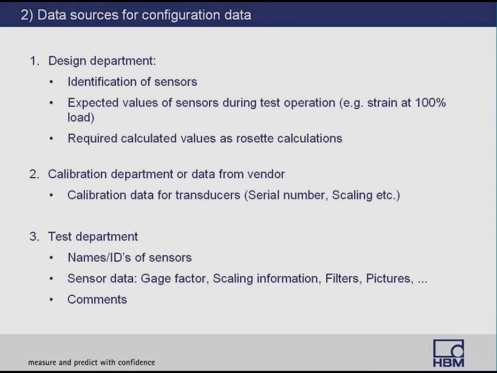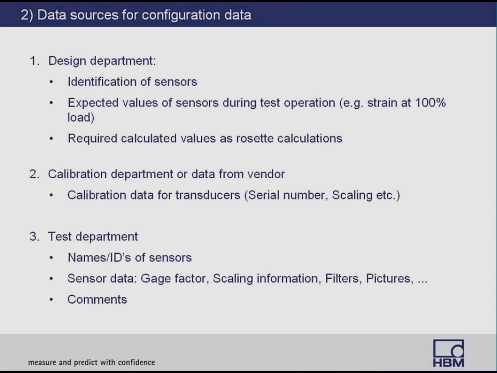Data sources for configuration data are, first of all, the design department. They will design the identification of the sensors, where to place the sensors, expected values of sensors during the test operation, for example, strain at 100% load, required calculated values such as rosette calculations.